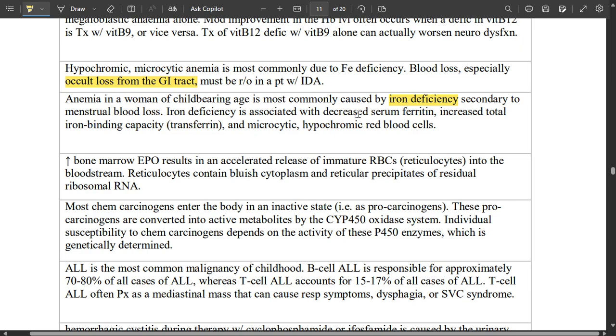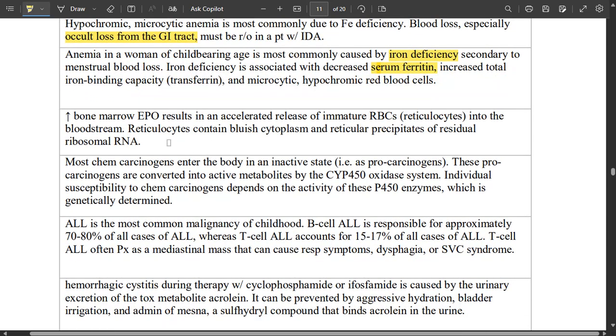Iron deficiency is associated with decreased serum ferritin. So the storage form of iron is low, and because the iron is low, there is increased iron binding protein, that is increased TIBC, microcytic hypochromic red blood cells, and increased bone marrow EPO, erythropoietin. So even if there is increased bone marrow erythropoietin, it results in accelerated release of immature RBCs.